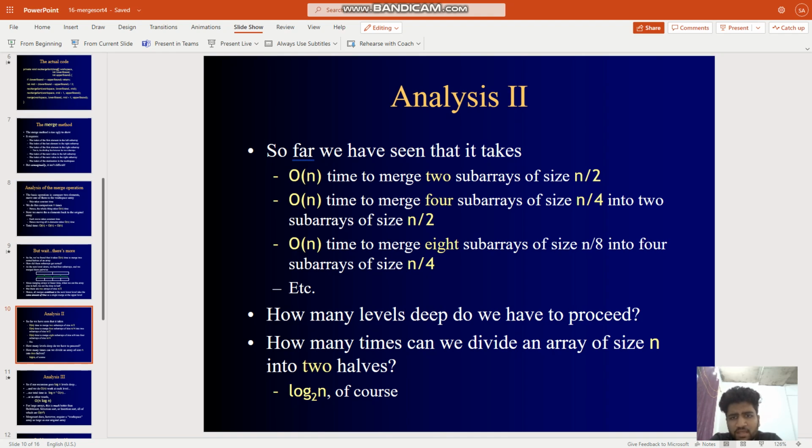So far, we have seen that it takes order of n time to merge two subarrays of size n by 2, order of n time to merge four subarrays of size n by 4 into two subarrays of size n by 2, and also order of n time to merge 8 subarrays of size n by 8 into 4 subarrays of size n by 4. The question arises, how many levels deep do we have to proceed? How many times can we divide an array of size n into two halves? It's log of n base 2.